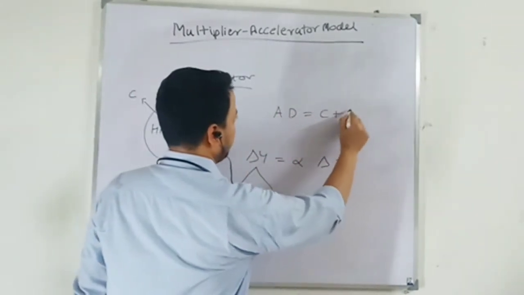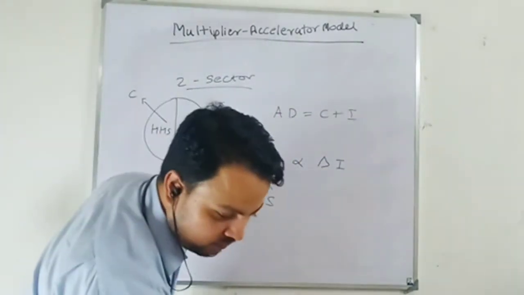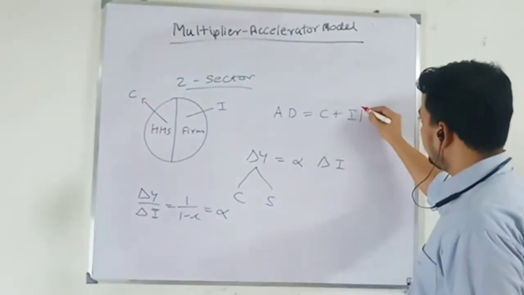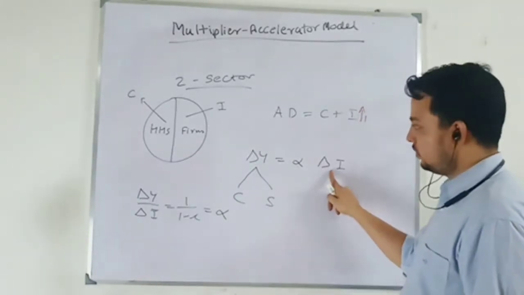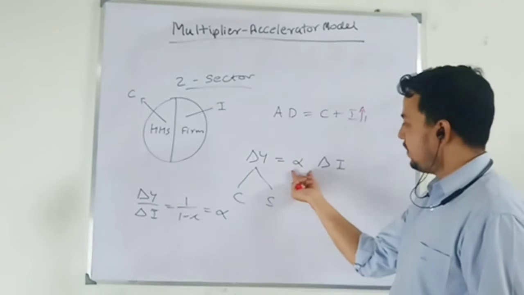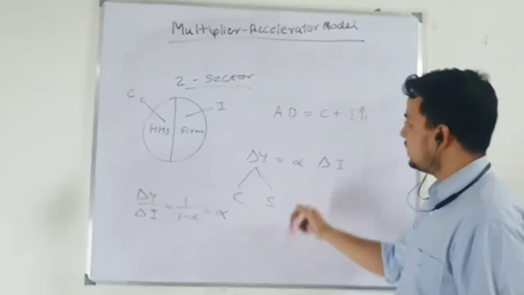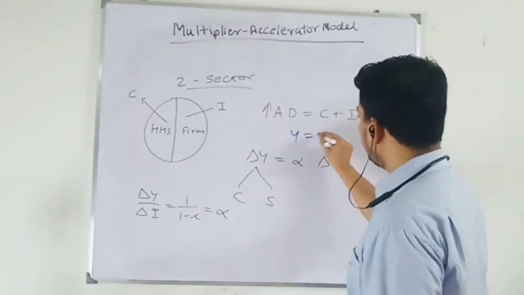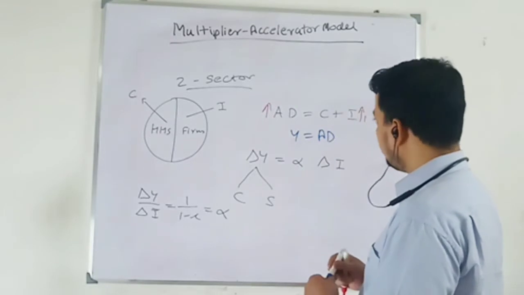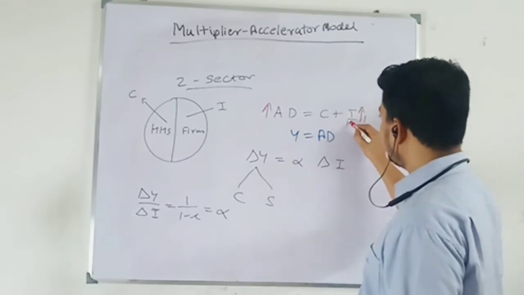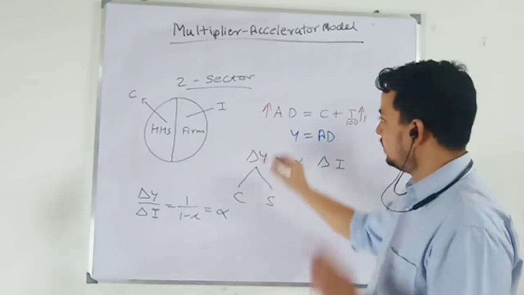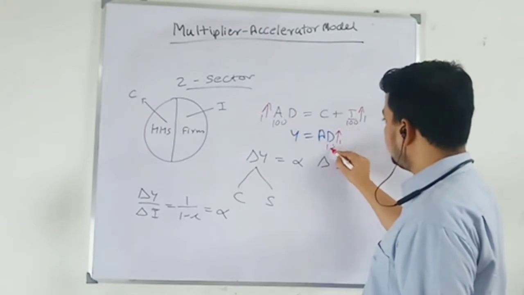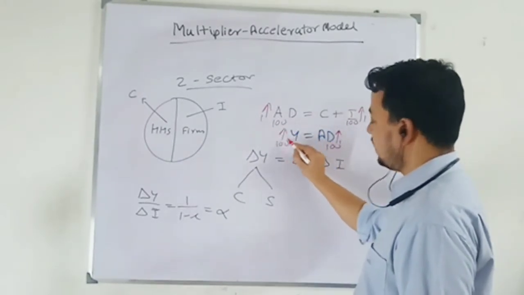Aggregate demand increases. Aggregate demand is C plus I. First, I am saying that when your investment increases, income increases by multiplier times delta I. Why does income increase? Because your aggregate demand increases, and you know that in equilibrium Y equals AD. So in the first time period, when investment increases by say 100, your aggregate demand also increases by 100, and income also increases by 100.